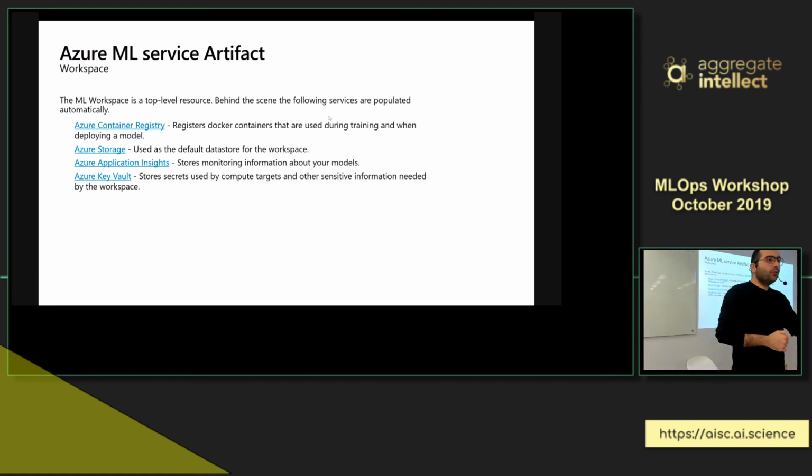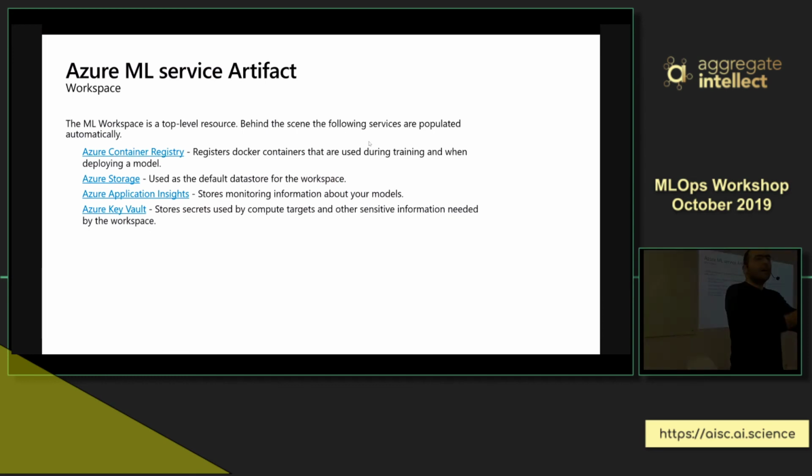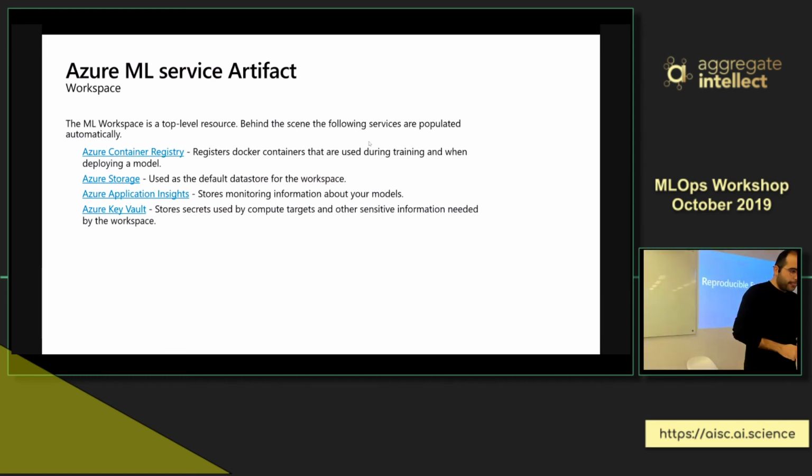Then there is Application Insights, which keeps track of everything happening within your application for logging and monitoring. And finally, Key Vault. The Key Vault is a way to securely save secrets like credentials, passwords, and so on within the environment, so you don't hard code them within your application. We will use some of them throughout the workshop.